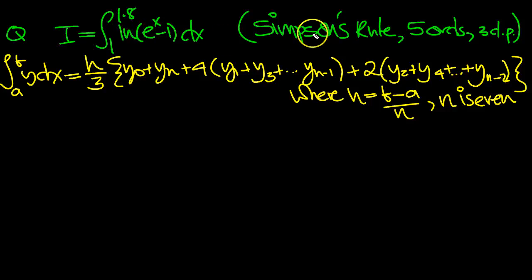Evaluate this integral using Simpson's rule with 5 ordinates to 3 decimal places. Here's the formula from the formula booklet that we need for Simpson's rule. The first thing to do is to get h.